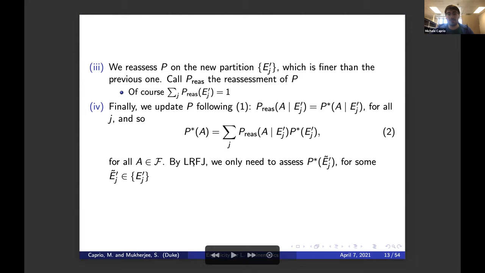And also, if we want to use the likelihood ratio form of Jeffrey's rule, we only need to assess the posterior of one element of the new updated partition. So for now, we have two open questions. The first one is, what if I want a mechanical way of assessing the posterior of this one element instead of having to specify it subjectively? And the second one is, this is a very cumbersome step to perform, and we would like a mechanical way of reassessing P on the new finer partition. And I answer these two open questions in the following two slides.